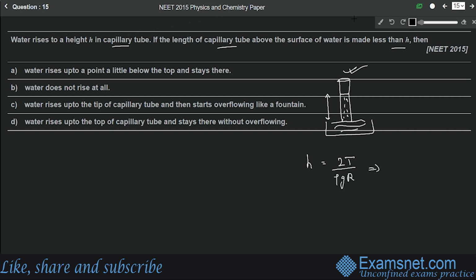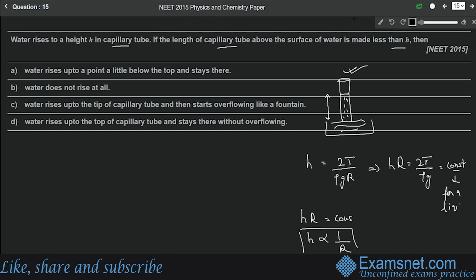Okay. So we can say that h into r is equal to 2T by rho into g, which is constant for a given liquid. So h into r is constant. That means this height h will be inversely proportional to the radius of curvature.